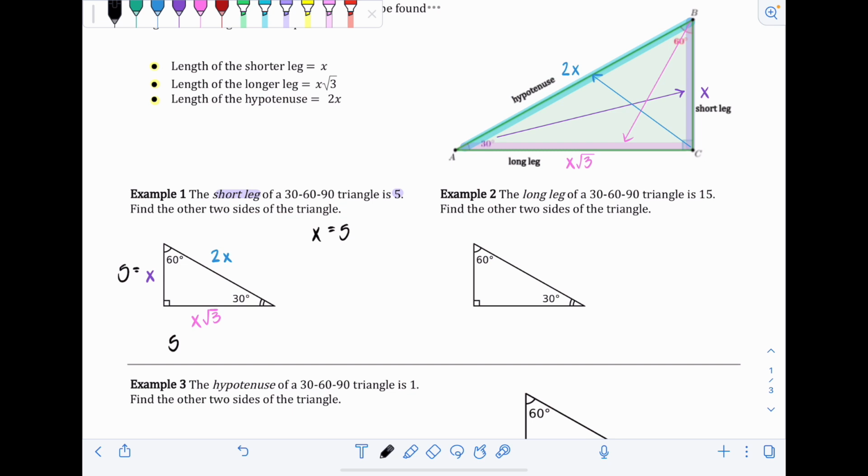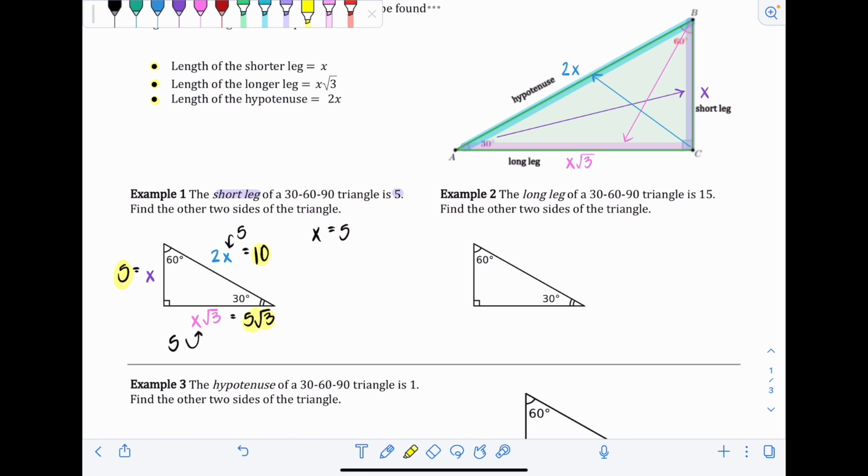I would take that 5 and put it in for x. So the longer leg would end up being 5 root 3. And then for the hypotenuse, I would take that 5 and put it in for x there. So it would end up being 2 times 5, so 10. So the short leg is 5, the long leg is 5 root 3, and then the hypotenuse would be 10.